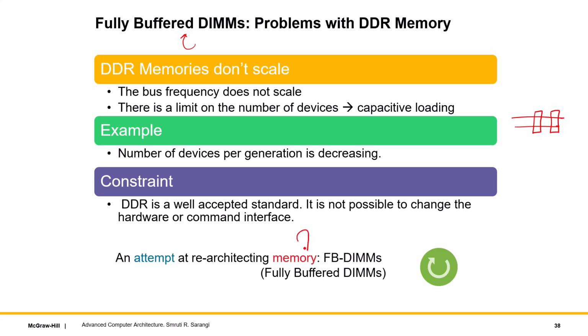So an attempt was made to re-architect memory such that, still keeping with the DDR standard, we can attach more devices to a channel and make the memory controller think that it is talking the DDR language, but actually you are implementing the backend in a slightly different way such that you can have more capacity. This approach was known as fully buffered DIMMs or FB DIMMs.